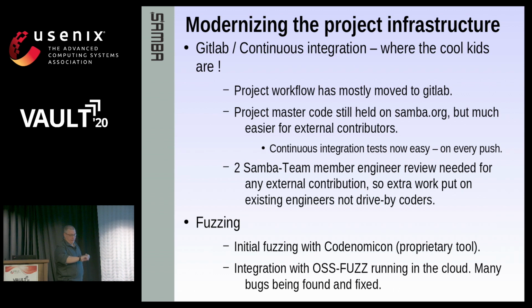Fuzzing, there was a lot of work originally. I'm running out of time, I think. A lot of work done originally with Codenomicon, which was a proprietary tool, wonderful tool, got bought. Now we probably couldn't afford to run it. So there's now been a lot of work done integrating with OSS Fuzz, which has actually been finding some bugs in code that I thought was stable for over 10 years. So that's kind of embarrassing, but there you go. So yeah, the quality is being kept up essentially by the continuous integration testing.